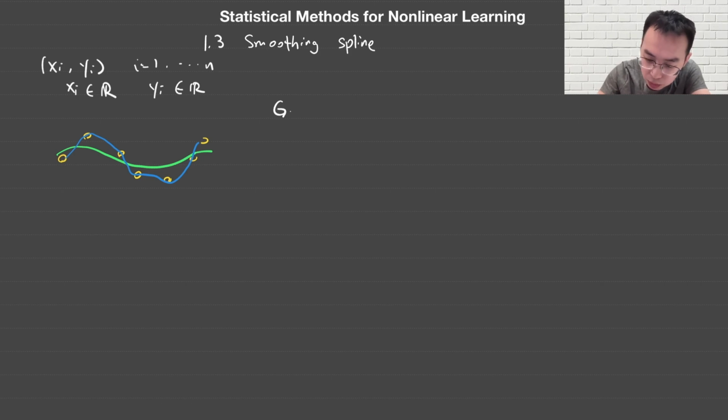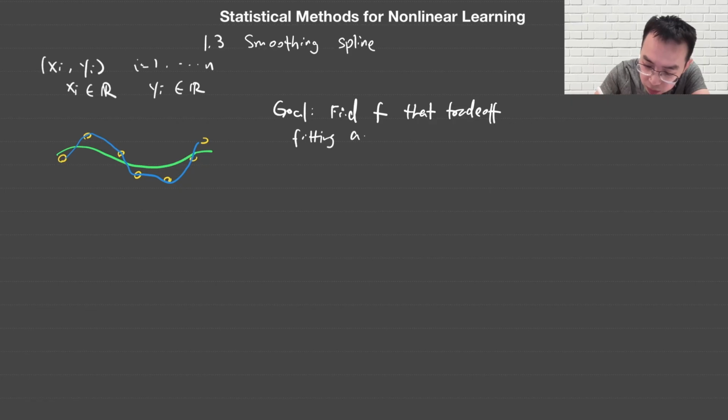So the goal here is to find a function f that trades off fitting and smoothness. Okay, so what we would like to consider here is a penalized least square problem.